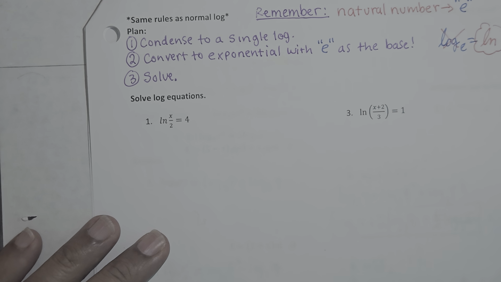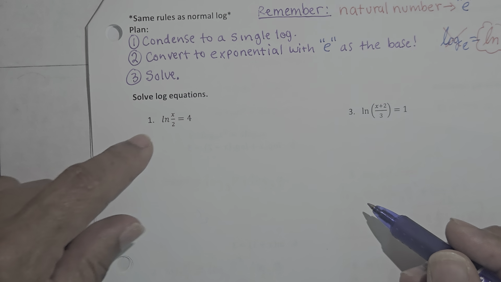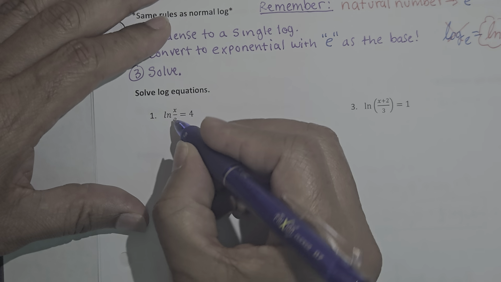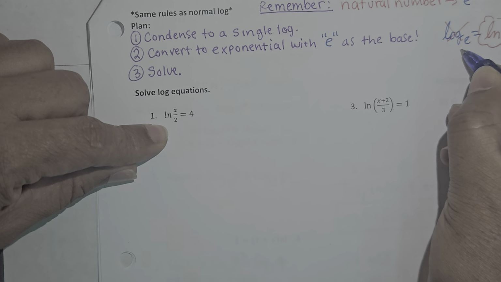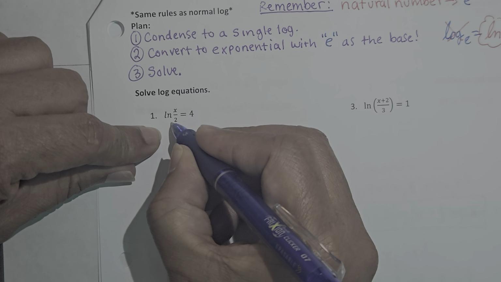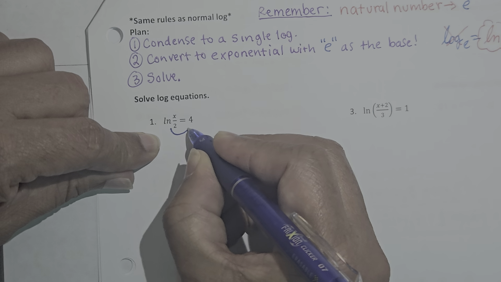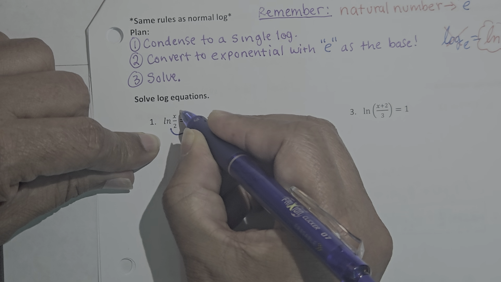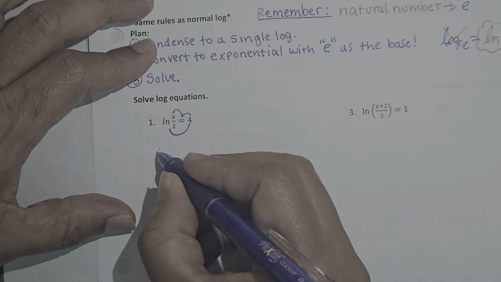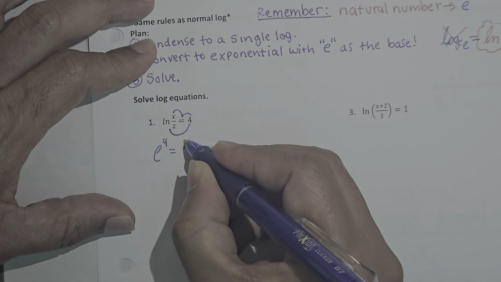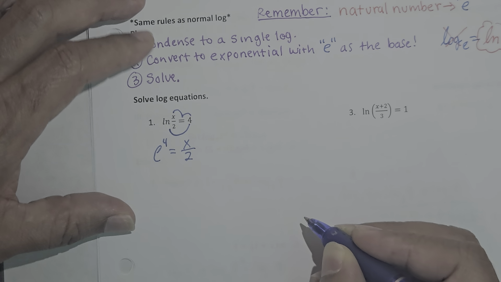So with that said, I'm going to go over the next 4 examples, and I'm going to add one more. The base of this log is the number e. Because this is isolated and condensed to a single log, take the base of the natural log, raise it to the power of 4, and set it equal to x over 2. So e to the 4th power is equal to x over 2.